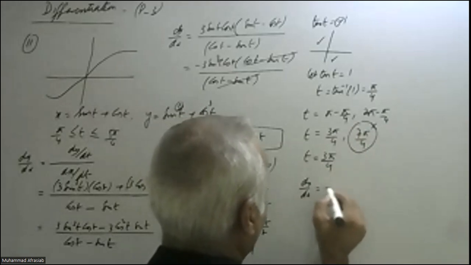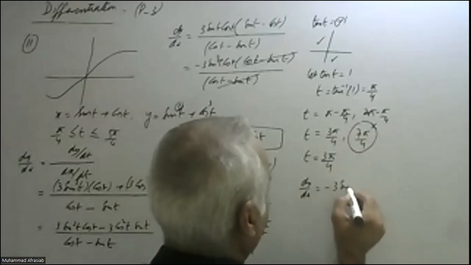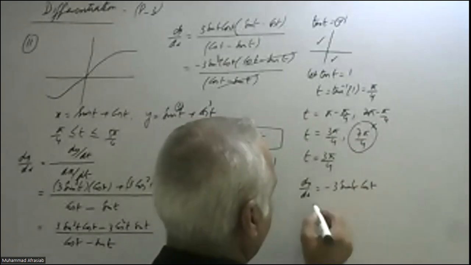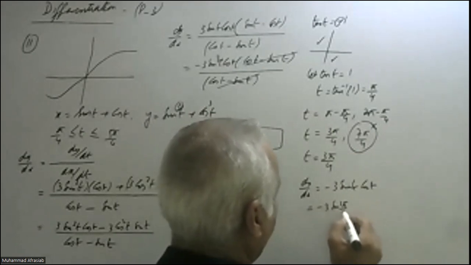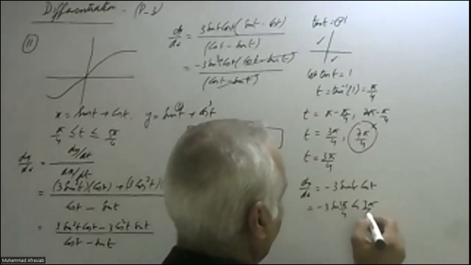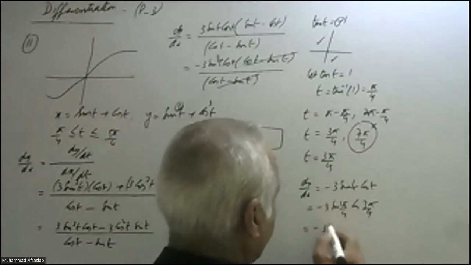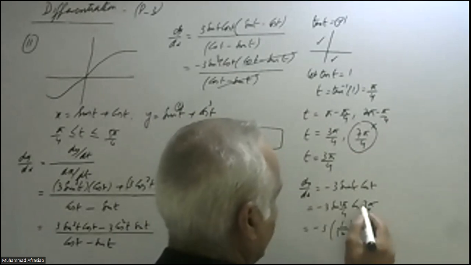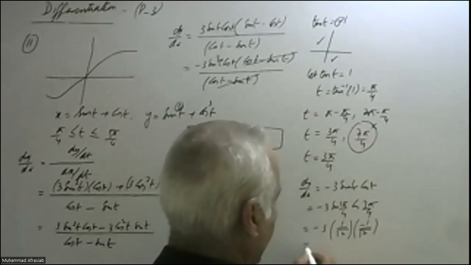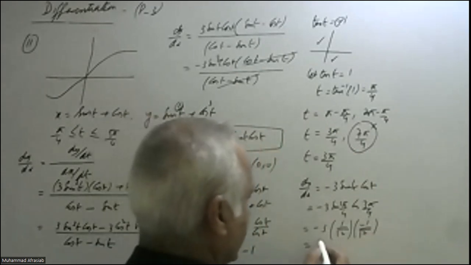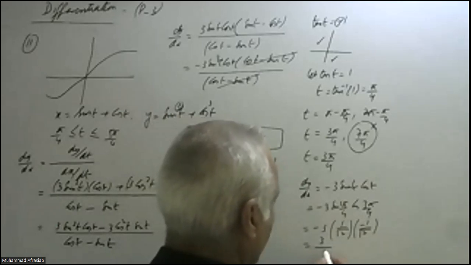dy by dx is equal to -3 sin t into cos t. So that is -3 sine of 3 pi by 4 into cos of 3 pi by 4. That is -3. Sine of 3 pi by 4 is 1 over root 2, and cos of 3 pi by 4 is -1 over root 2. And that will become minus positive, and root 2 into root 2 is 2. So the gradient at this point is equal to 3 by 2.